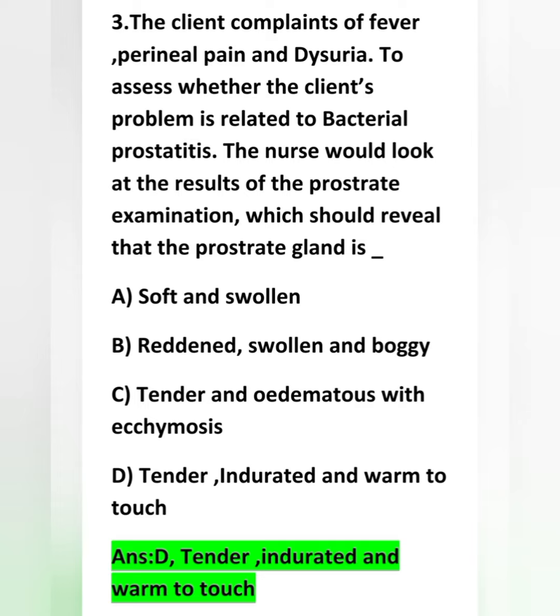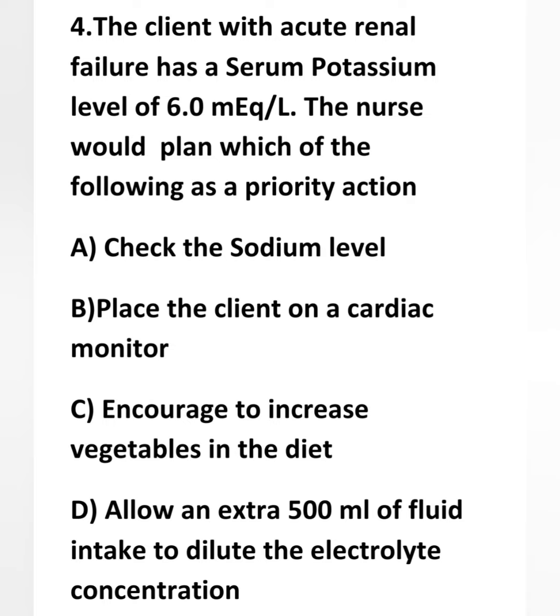Here we have to know the signs and symptoms of prostatitis, then only we can answer this question. Next question, fourth question. A client with acute renal failure has a serum potassium level of 6 milliequivalent per liter. The nurse would plan which of the following as a priority action?